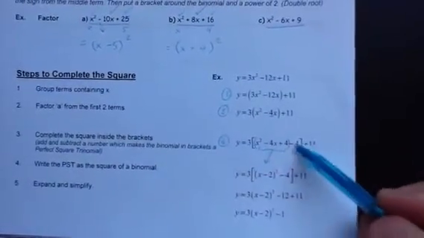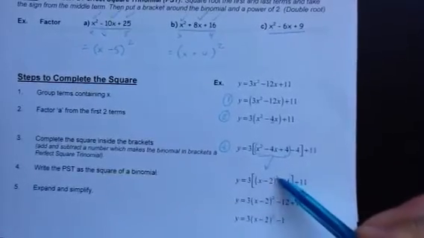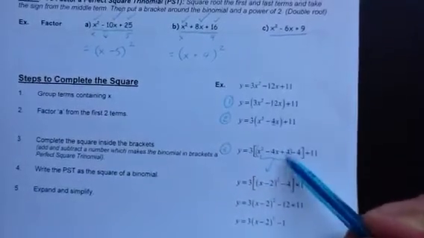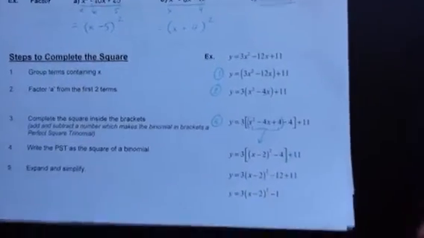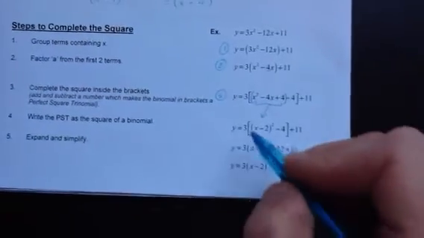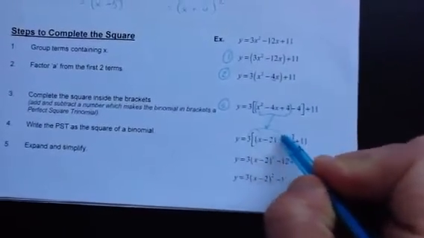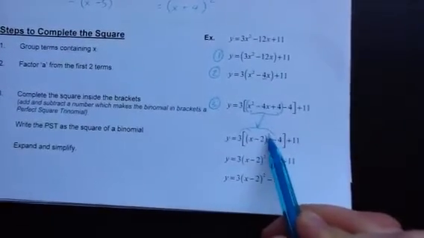Notice the 3 still there, the -4, the 11. But this comes from a binomial all squared. Square root of that is x, square root of that is 2 with a negative sign in the middle. And so then my next step is expand and simplify. So the next step is to expand, multiply the 3 in here. You're not going to multiply the 3 inside these little brackets because it's all squared.